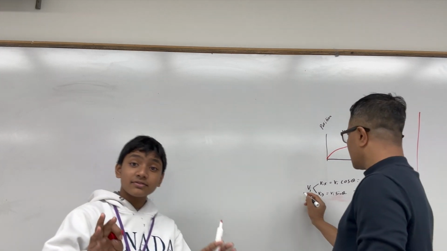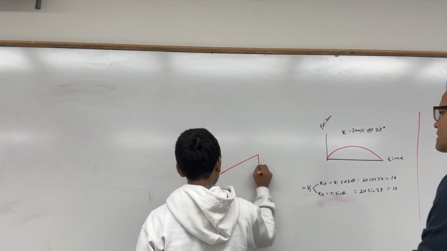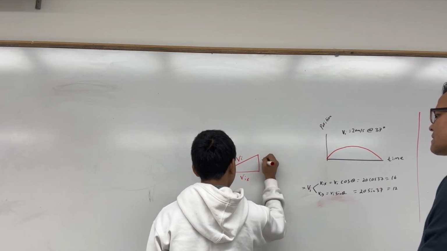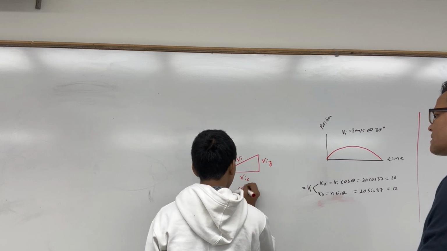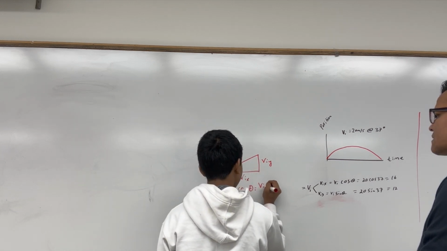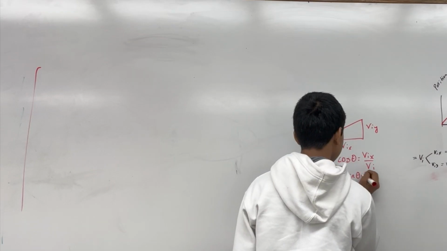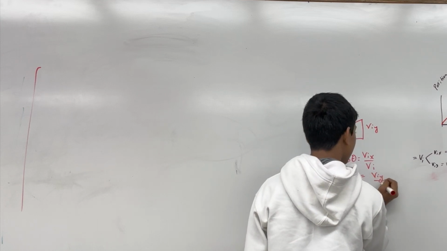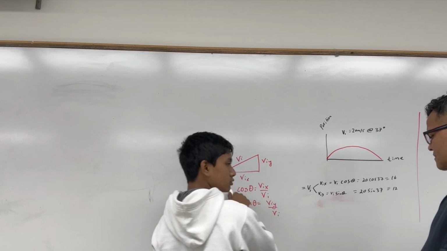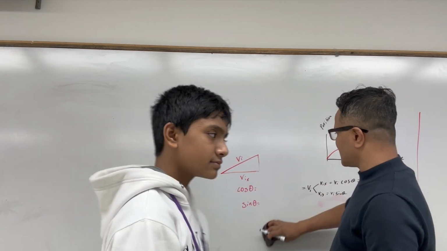Now, don't think of it as just replacing and stuff. Because if you actually draw the triangle, you'll see this is Vi, this is Vix, and this is Viy. Cosine theta is just the ratio between Vix and Vi, and sine theta is just the ratio between Viy and Vi. Hence, to get Vix, we just multiply Vi by cosine theta, and vice versa. That's correct. We're going to get to that in a second.